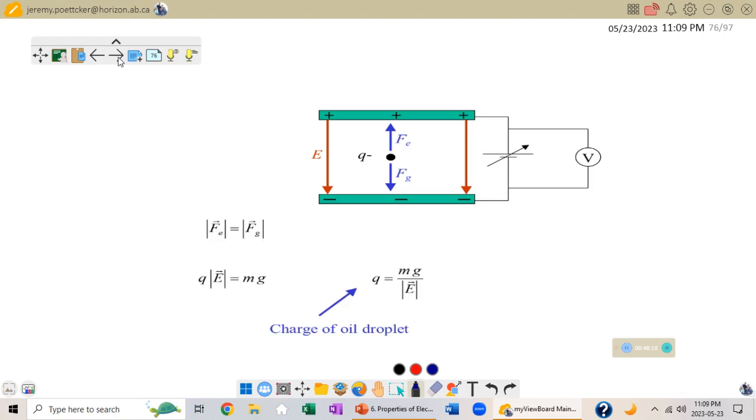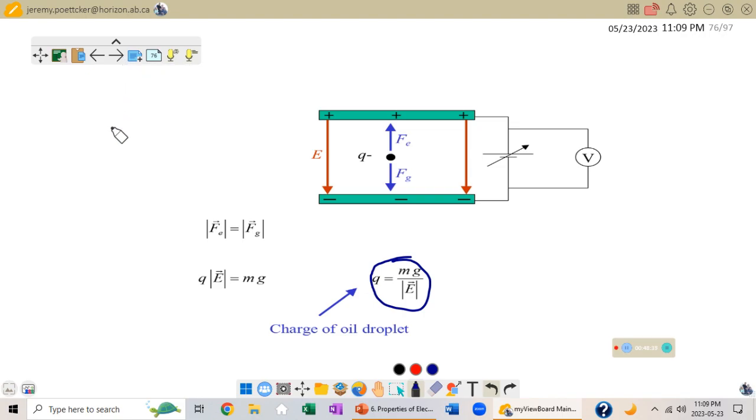Right. As soon as we know that, well, away we go. qE, we can figure out the electric field strength if we know how far the plates are and we know the voltage, is equal to mg. Divide both sides by E, and I end up with this. And this will tell me the charge on the oil droplet.